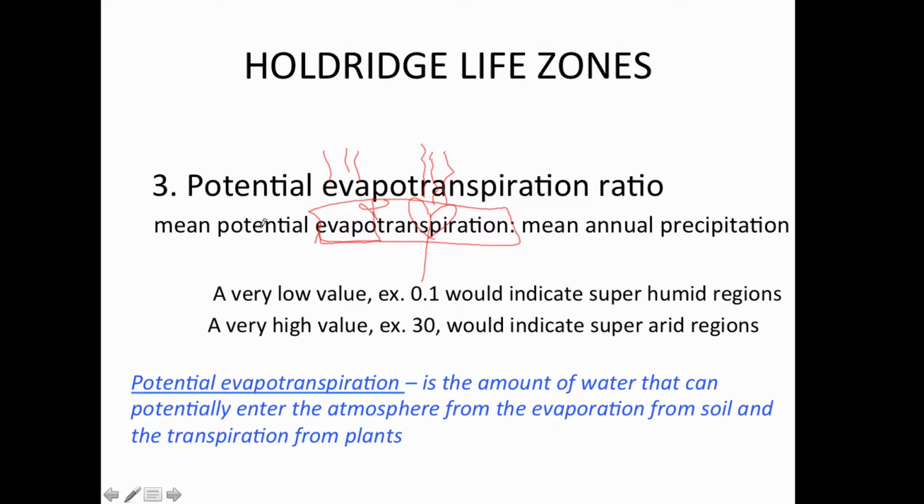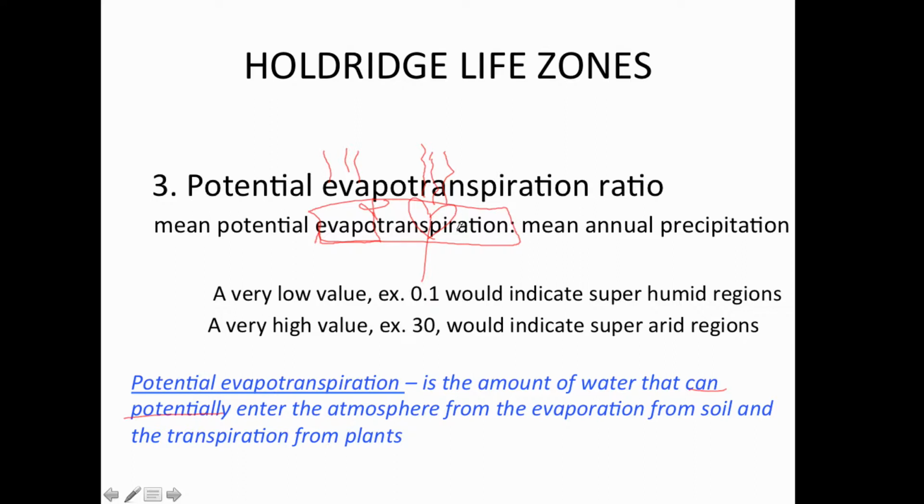Now, mean potential, that means the average potential ability for evapotranspiration in that particular climate. So the amount of water that can potentially enter the atmosphere from the evaporation from soil and from the transpiration from plants. So greater solar energy striking a location is going to mean more potential for this evapotranspiration event. So how does that then correlate to this third variable?